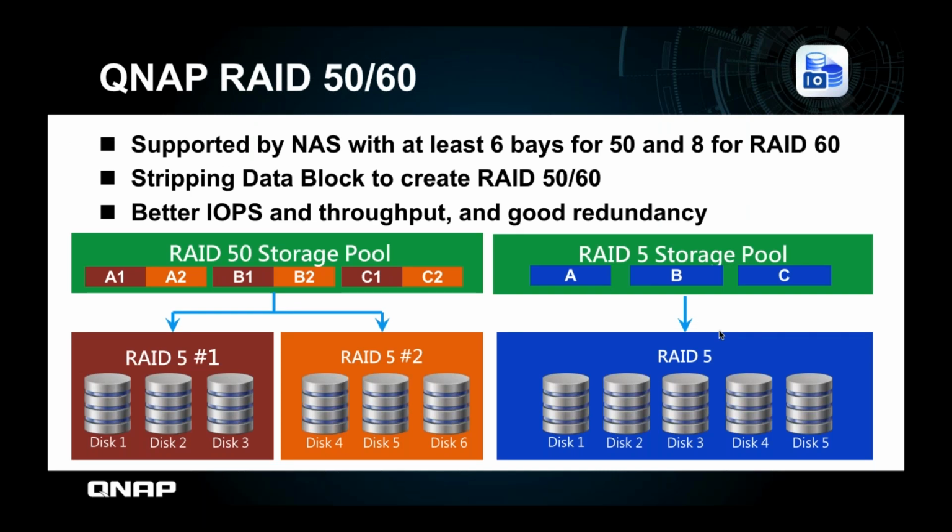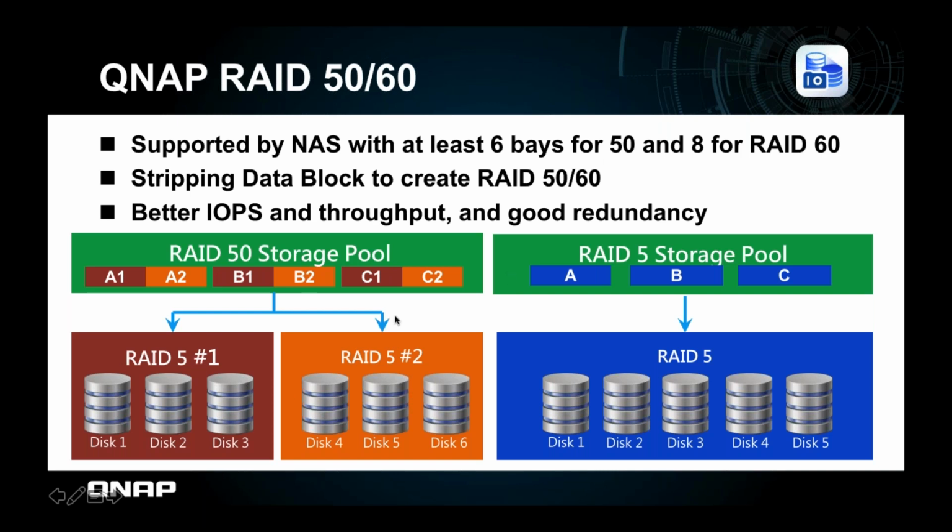So RAID 50 and 60 is somewhat new to QNAP. We've offered it for a little while now, but it's one of our newer RAID offerings. And in this example of this RAID 60, you can see you have a RAID group of three disks, a RAID 5 of three disks here, and another RAID 5 of three disks there. But these two RAID groups are striped together, meaning that when you upload or download, you upload or download to both RAID 5 groups at the same time. And that makes it faster than just one RAID group, faster than one RAID 5 group.